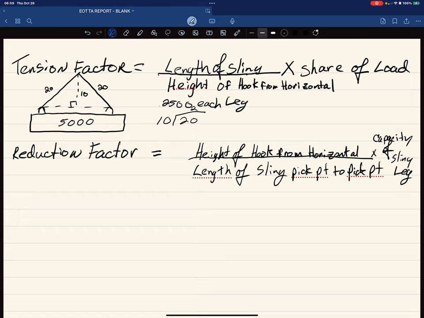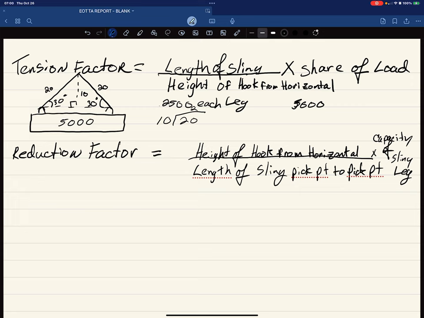Now that would indicate, because that's a 2, that our horizontal sling angle is 30 degrees. And we know that there's an incredible amount of tension, 2 times the tension, as opposed to a vertical hitch. So each one of these sling legs, in essence, is carrying 5,000 pounds of tension because of the 30 degree angle.